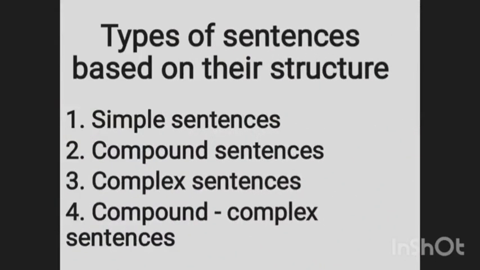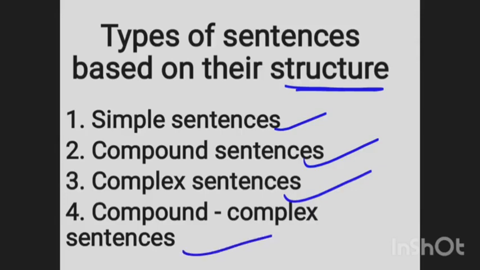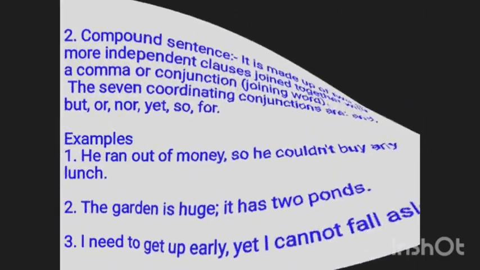Now, let's look at types of sentences based on their structure. Having learned about clauses, we have four major types of sentences based on their structure. First, we have the simple sentences, we have the compound sentences, we have the complex sentences, then we have the compound-complex sentences. So we just have four of them based on their structure: simple, compound, complex, and compound-complex sentences. Let's take them one by one.